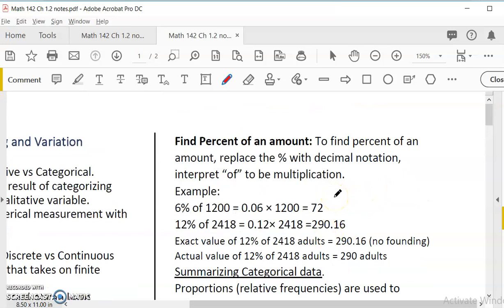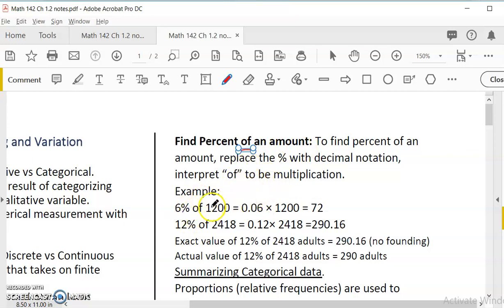And what about the other way around? If I want to find the percent of an amount, what is the part that corresponds to a certain percentage? I would need to do a multiplication. It turns out that if I want to find something of a total amount, I use multiplication by changing the percent into a decimal.